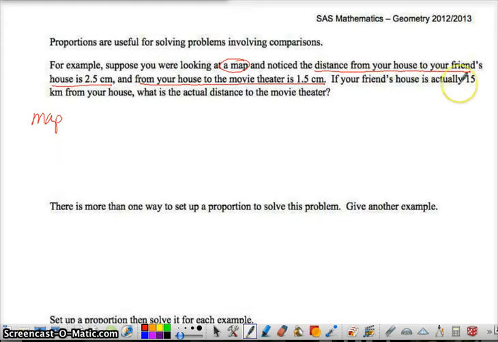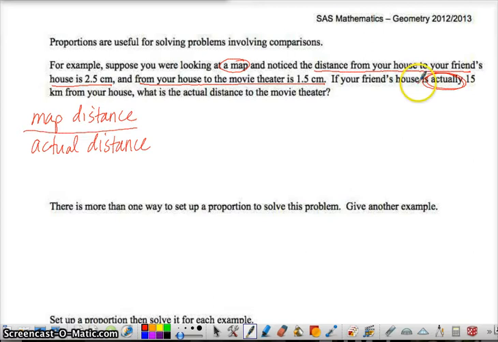And then it says if your friend's house is actually 15 kilometers, so then I have the actual distance. So I have a map distance, and I'm comparing that to the actual distance. So I like to go ahead and set up a ratio to identify the two things that I'm actually trying to compare to each other. That's the map distance to the actual distance. So it says if your friend's house is actually 15 kilometers from your house, what is the actual distance to the movie theater? So you're looking at a map, it's only 2.5 centimeters on the map from your house to your friend's house, 1.5 centimeters from your house to the movie theater, but in actuality it's 15 kilometers from your friend's house to your house, so we're trying to figure out the movie theater.